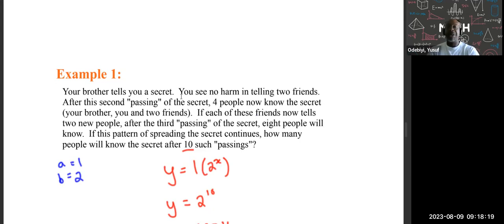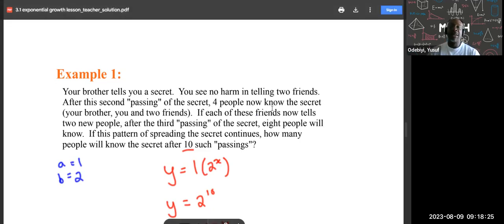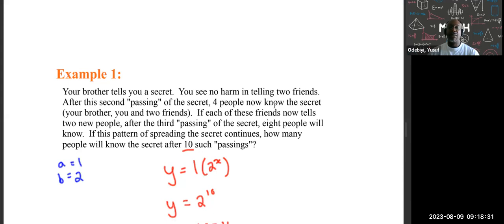So, or a secret. Your brother tells you a secret. You see no harm in telling 2 of your friends. Okay, you told 2 friends. So after the second passing of the secret, 4 people now know, right? You know, your 2 friends know, and then your brother knows. So it's 4 people, right?